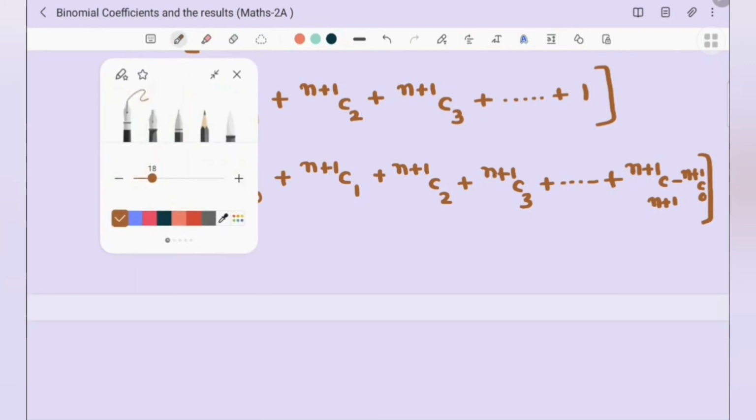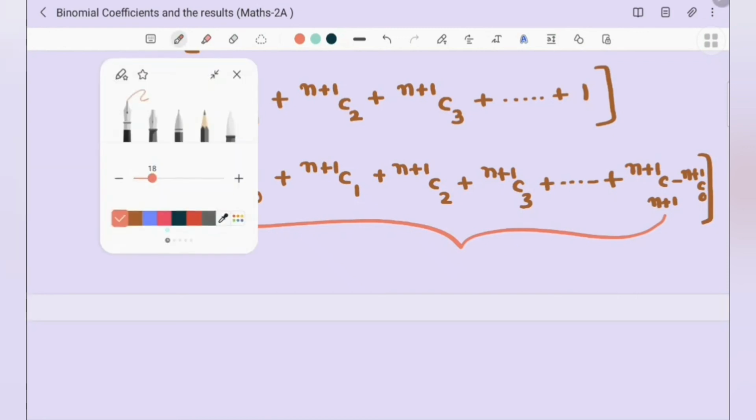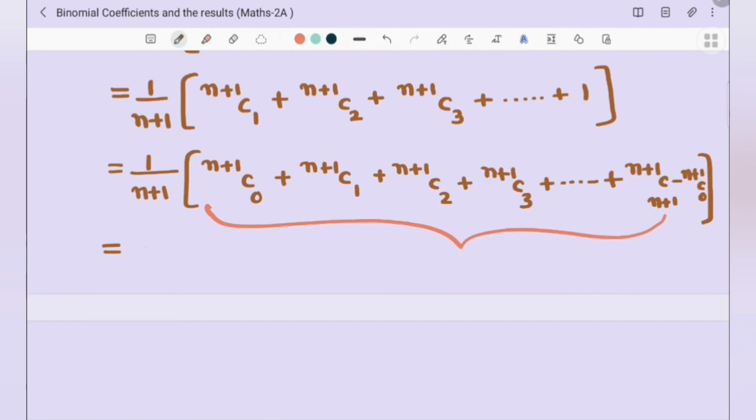From here to here, nC0 plus nC1 plus nC2 plus nC3 and so on plus nCn, that is equal to 2 power n only, no? 2 power n. So 1 by n plus 1, this is 2 power n plus 1. N plus 1 C naught, it is looking like nC0, so that value is 1, minus 1. Since the value of n plus 1 C naught is equal to 1.